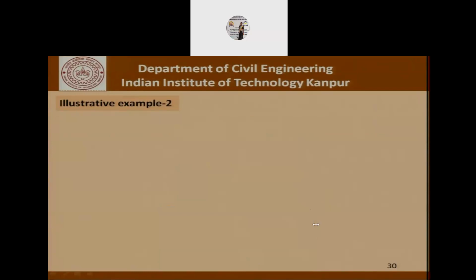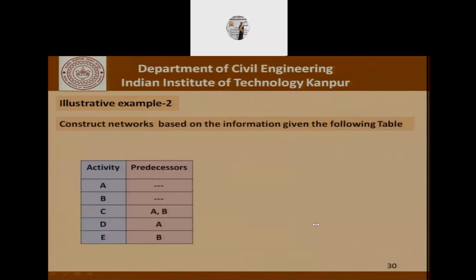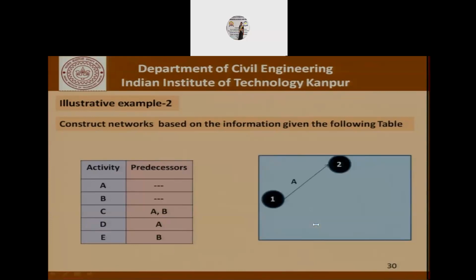Let's try to do another example where information about the activities is given as follows. Activities A through E, 5 activities. A and B start independently. C depends on A and B. D depends only on A, and E depends only on B. Now for this particular situation, A is let's say 1, 2 and B is 1, 3. We have a C which is 4, 5 created with the help of 2 dummy activities 2, 4 and 3, 4.